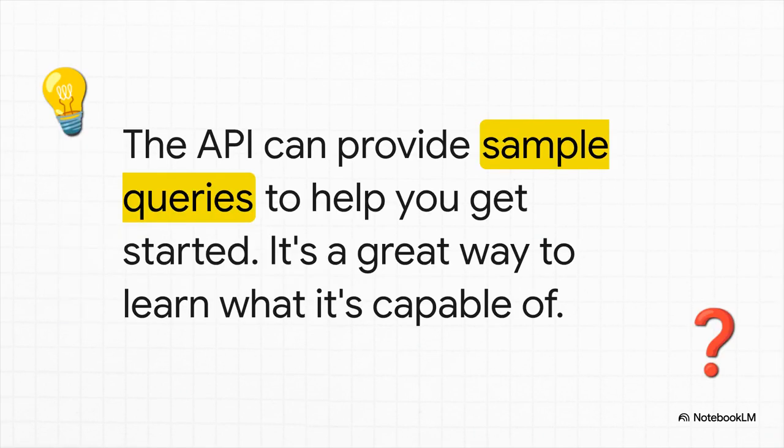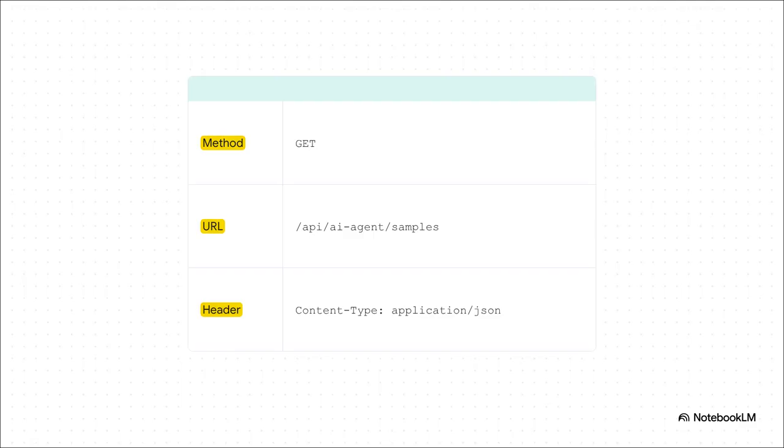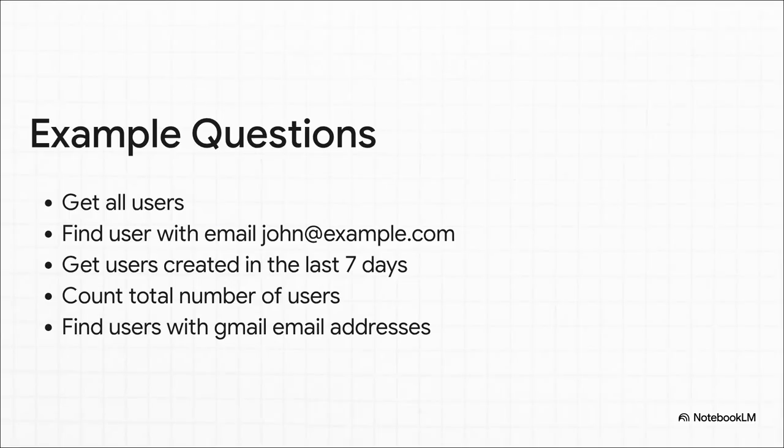So now that we know the agent is listening, let's get a little inspiration. You know, the API is actually designed to help you figure out what it's capable of. We can ask it for some sample queries to get our own creative juices flowing. And this request, it's just as simple. It's another GET call, this time to the /samples endpoint. This is an awesome way to see what the agent can do without you having to do any guesswork at all. And here's what you get back.